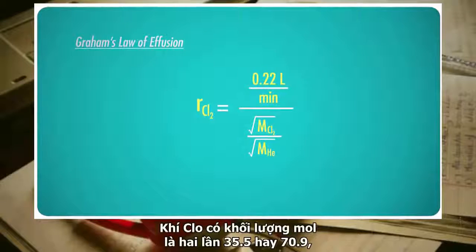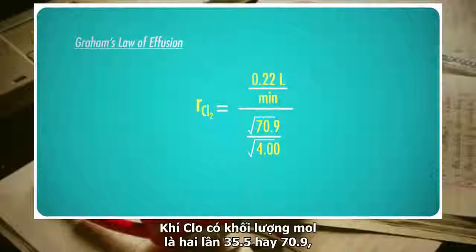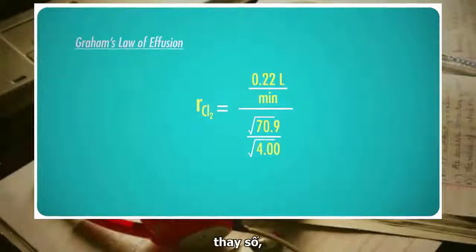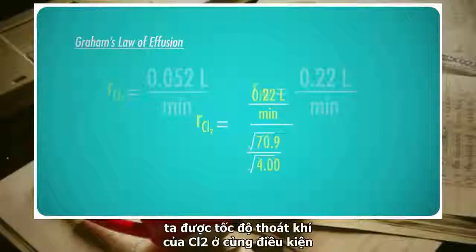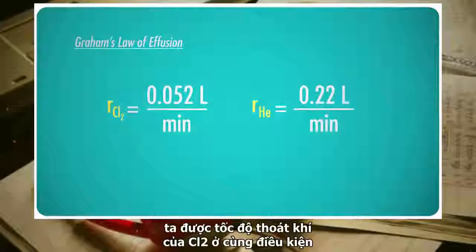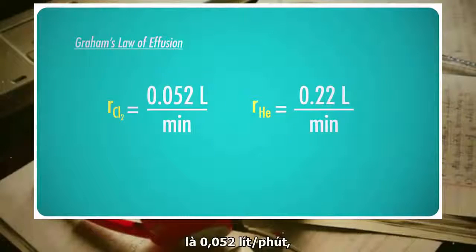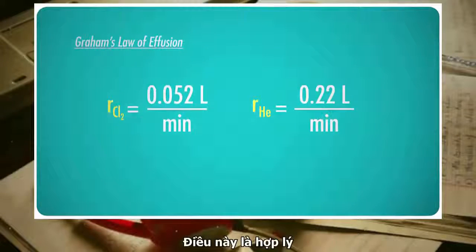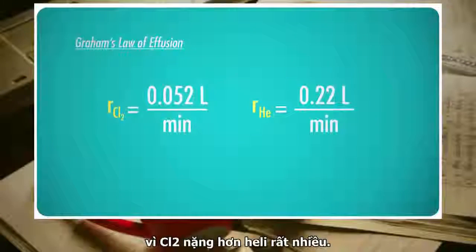Chlorine gas has a molar mass of 2 times that of atomic chlorine, 35.5 times 2 equals 70.9, and helium's molar mass is 4.00. Put those numbers in too. Careful calculation shows that Cl2's rate of effusion under these conditions would be 0.052 liters per minute, significantly slower than helium. This, of course, is reasonable because Cl2 is much more massive than helium.